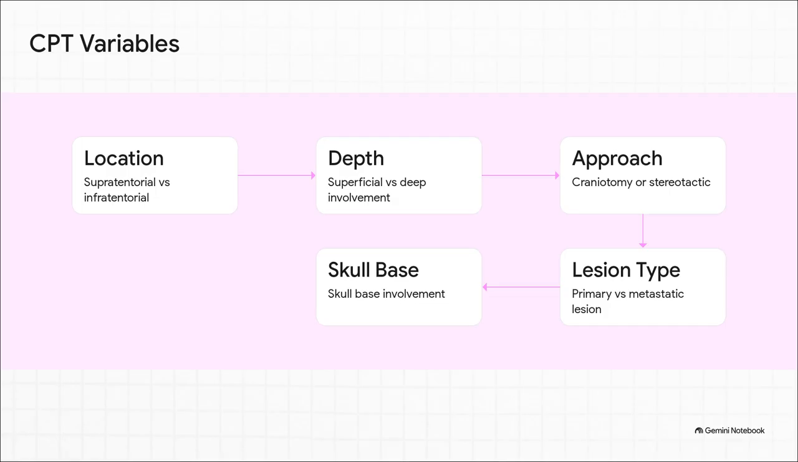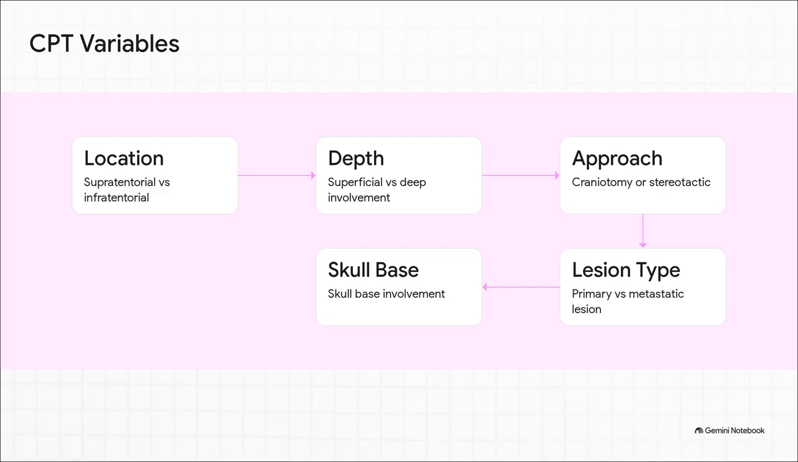First, ask yourself about the location. Did the surgeon work in the supratentorial or infratentorial region? Next, look at the depth. Was the resection limited to superficial layers, or did it involve deep brain tissue? Then, consider the surgical approach. Did they perform an open craniotomy by removing a bone flap? Did they use a transsphenoidal approach through the nasal cavity, or maybe utilize a minimally invasive stereotactic method?